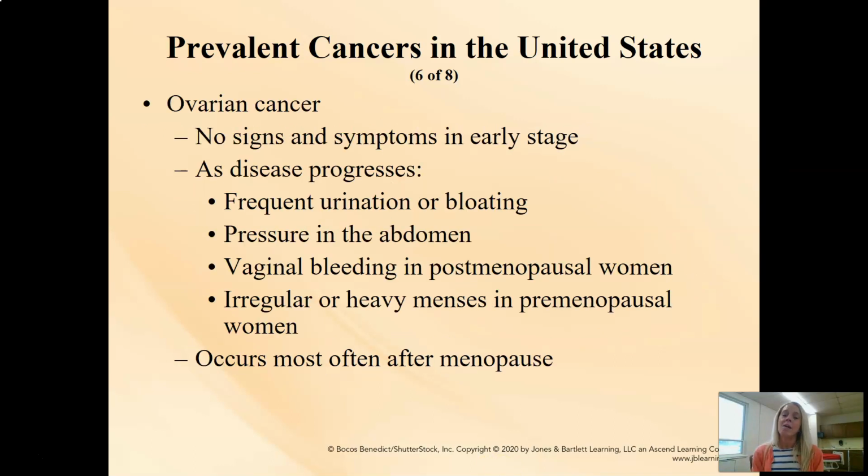Ovarian cancer, again, there's no signs or symptoms in the early stage. As the disease progresses, women will often report frequent urination, bloating, pressure in the abdomen, vaginal bleeding in postmenopausal women, or irregular or heavy menses in premenopausal women. This does occur most commonly after menopause, so usually in older women.